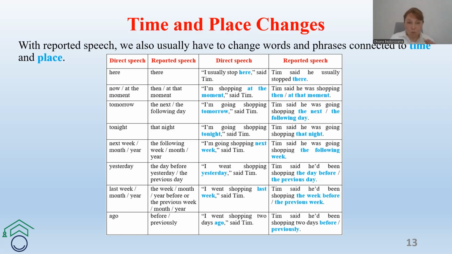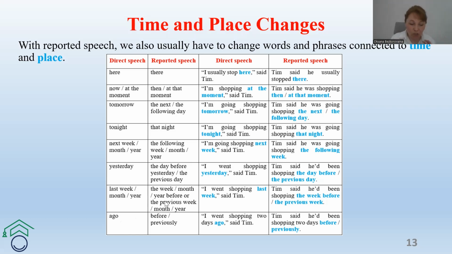Yeah? We change tomorrow into the next day or the following day. We change here into there. We change now into then, or at the moment into at that moment, tonight into that night, next week, next month, next year into the following week, the following month, the following year. We change yesterday into the day before or the previous day, last week or last month, year into the week, month, year before, and we change ago into before or previously. These changes again are very logical, yes, and natural.